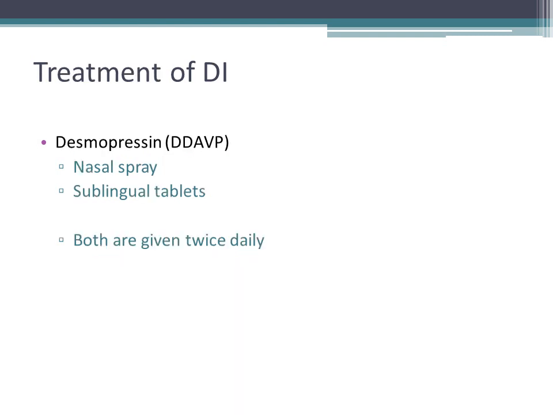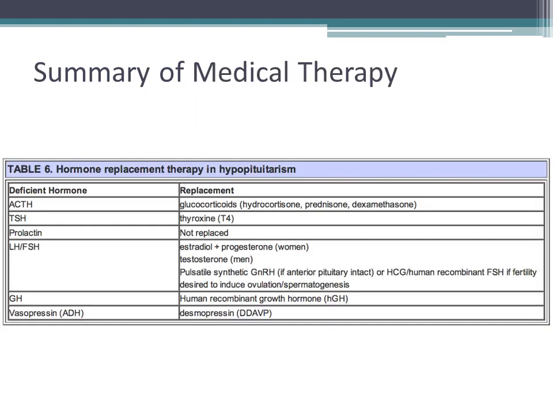How do you treat diabetes insipidus? Well, mainly we use desmopressin, either administered as a nasal spray or sublingual tablets, and in both formulations the drug needs to be given twice daily.